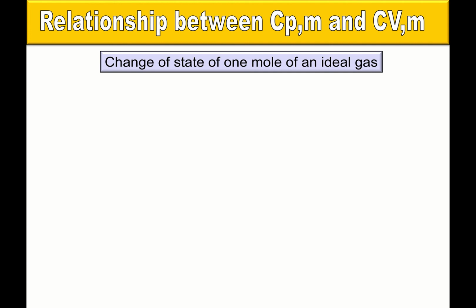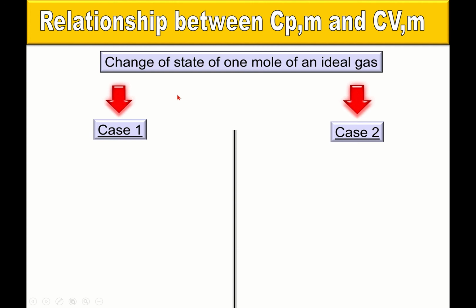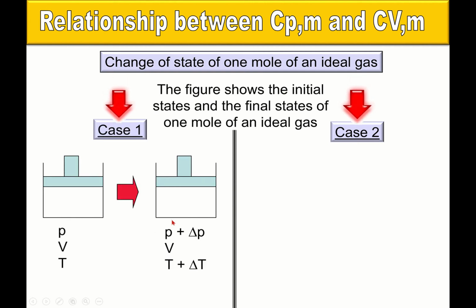We are going to discuss changes in 1 mole of an ideal gas. The figure below shows the initial state and the final state of 1 mole of ideal gas for two cases. For the first case, the initial state has pressure P, volume V and temperature T, and the final state has pressure P plus delta P, volume constant V, and temperature T plus delta T. This is for the first case.